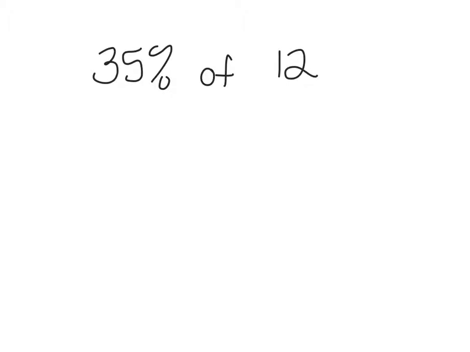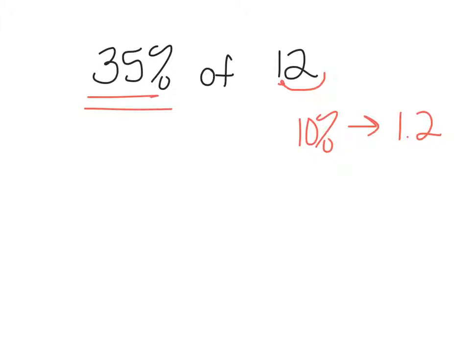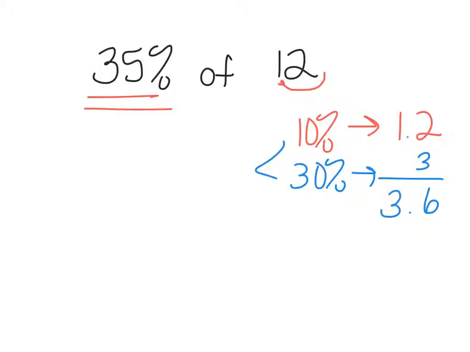Take a look at another example. Again, we're going to use our 10% trick. So if I move the decimal one place to the left here, 10% of 12 is 1.2. Okay, so using my 10% trick, I want to know 35%. So to get to 30%, I would have to multiply by 3. So let's go ahead and do that. So if I do this by 3, I get 3.6. But I don't need just 30%, I need 35%. So I need to get that additional 5%.